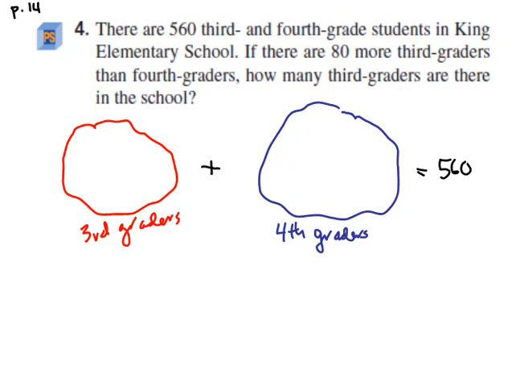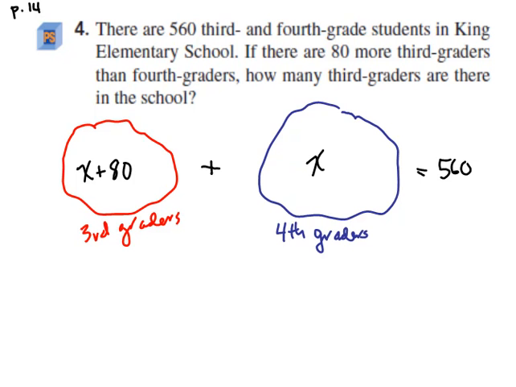So since we don't know how many fourth graders there were, we could represent that with an x. But we do know that the third graders are the same as the fourth graders plus 80 more. And so we can represent that with x plus 80. And so we end up with x plus 80 plus x has to equal 560.